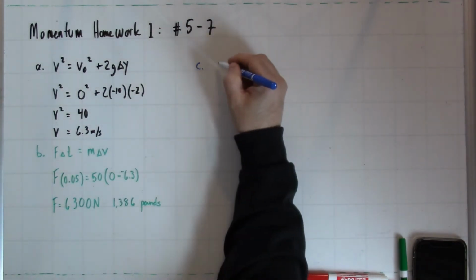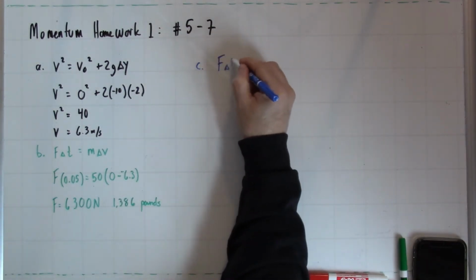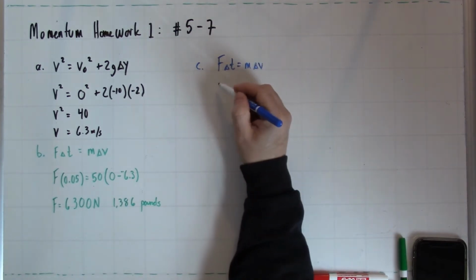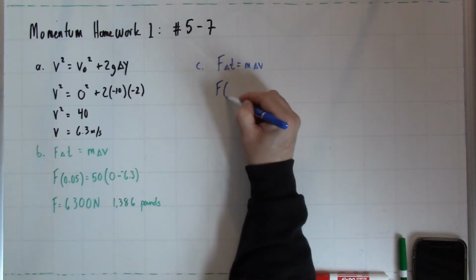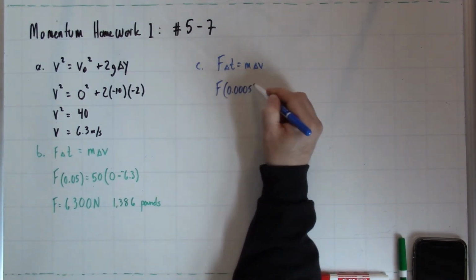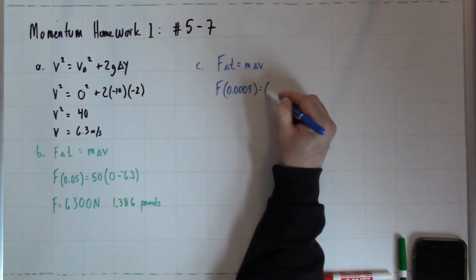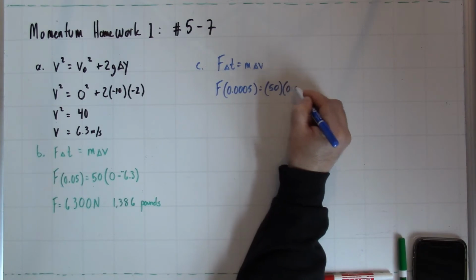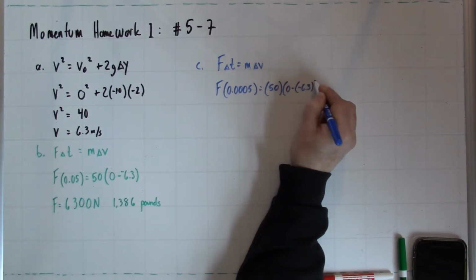So we're going to use the same idea here. Force times the time the force is applied is equal to the mass times the change in the velocity. So we're going to calculate the force. This time it's 0.0005 is equal to the mass, which is 50. Again, same change in velocity. 0 minus a negative 6.3.